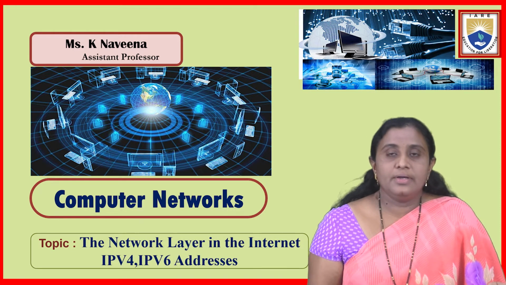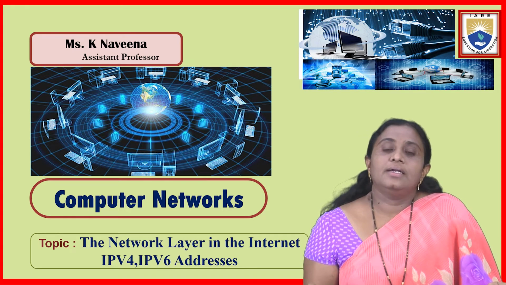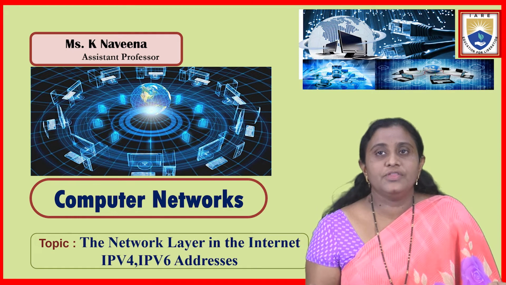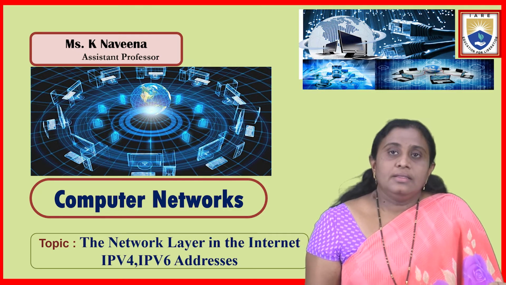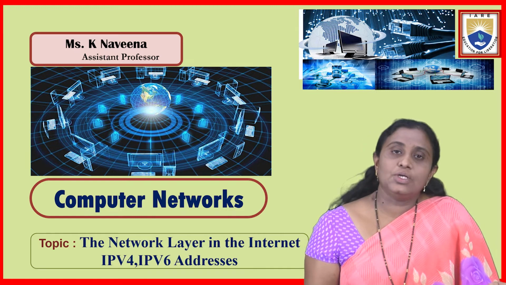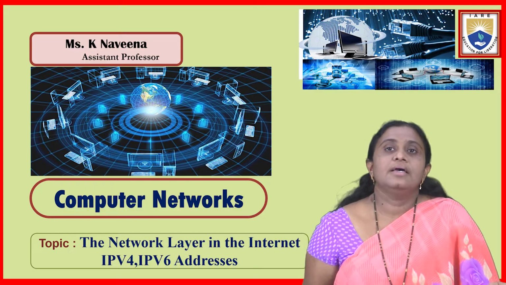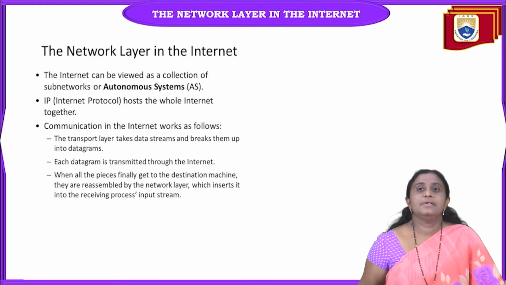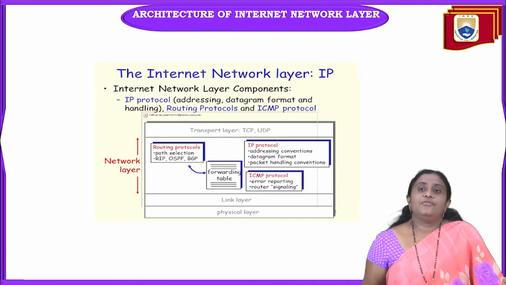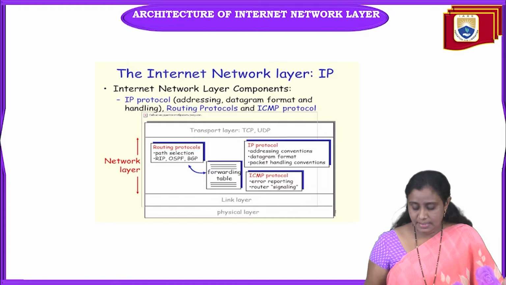And today I came with the concept of the internet layers, under the network layer, and the working of the IP addresses like IPv4 and IPv6. The network layer in the internet consists of two types of addresses, IPv4 address and IPv6 address, as well as what is meant by IPv4 address with examples, and the network layer in the internet. After that, the architecture of the network layer in the internet.